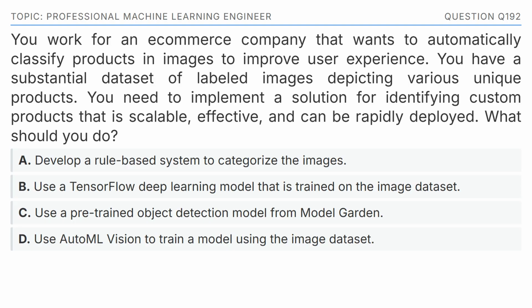Option B, use a TensorFlow deep learning model that is trained on the image dataset. Option C, use a pre-trained object detection model from Model Garden. Option D, use AutoML Vision to train a model using the image dataset.